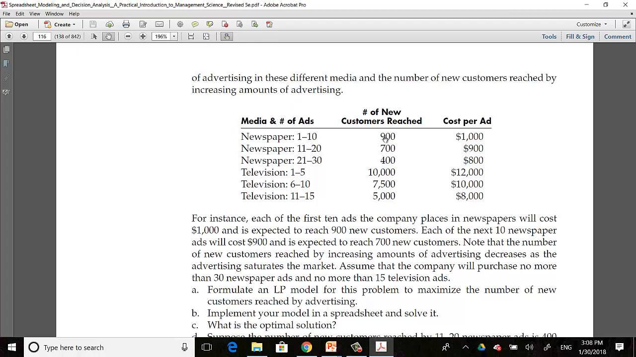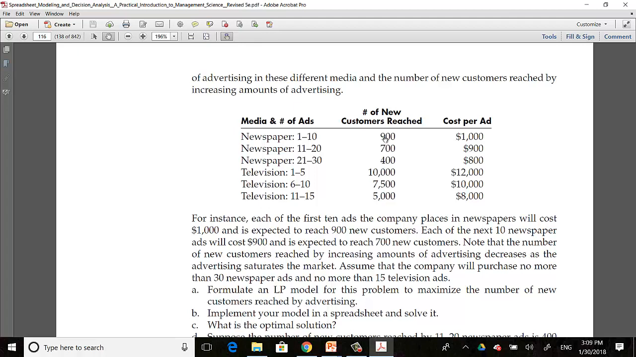I'll write the TV ones. Okay, so T1, T2, T3. I have those values calculated to save some time: 0.83, 0.75, 0.625. Those are the customers per dollar. So those are all the ratios for those ads.